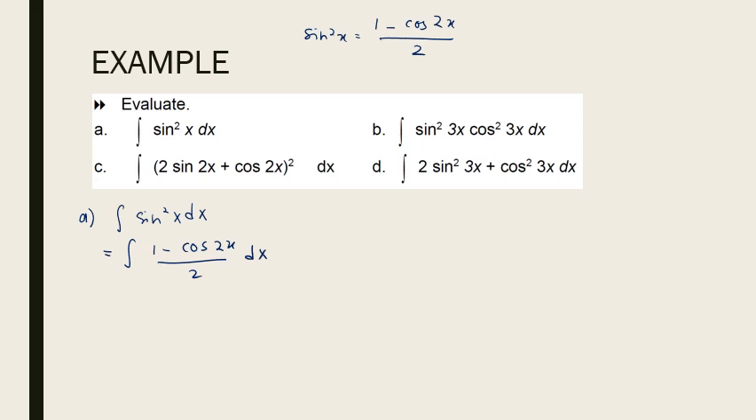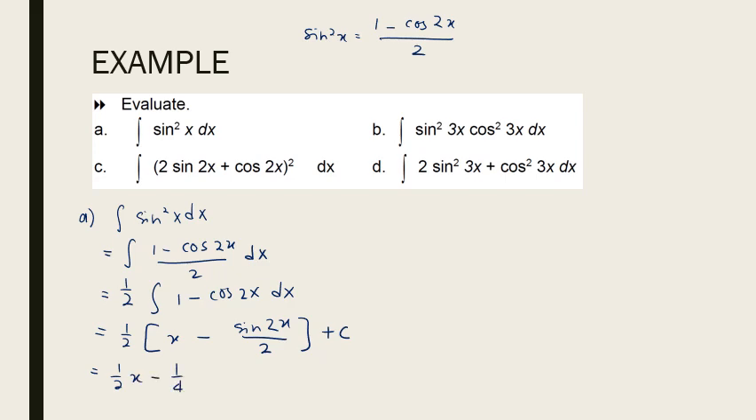Right, simplify: we bring 1 over 2 outside, integrate 1 minus cos 2x dx. Integrate 1 becomes x, x minus, for cos 2x, using the formula, it becomes sin 2x over, differentiate 2x becomes 2, plus c. So simplify: 1 over 2 x minus 1 over 4 sin 2x plus c. So this is the answer.